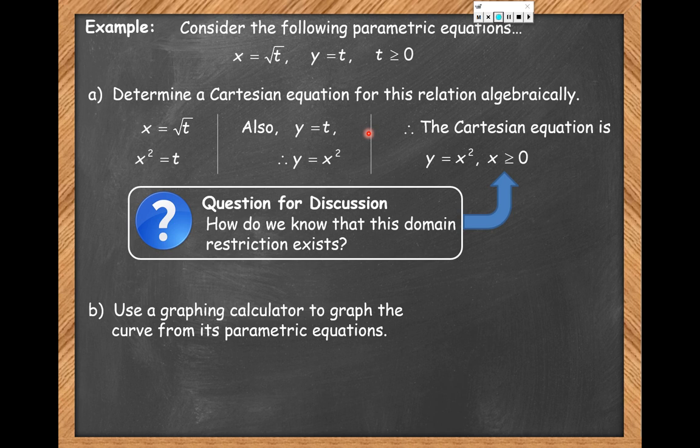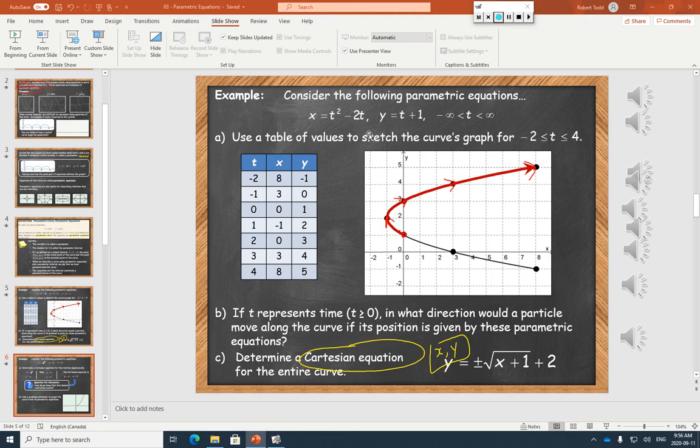Use the graphing calculator to graph the curve from its parametric equation. Get out your calculator if you have it here. If you don't, do not panic. I'm going to do it on the screen. Okay? And I think my calculator does these things pretty well.